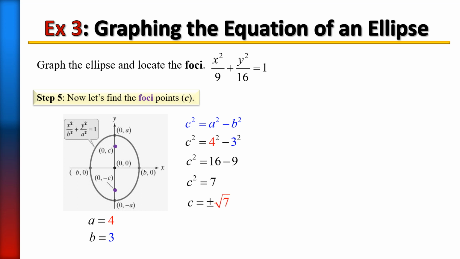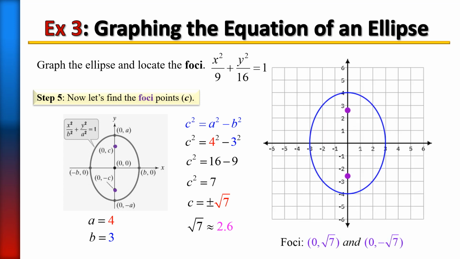You can take your calculators out to find the approximate decimal value for the square root of 7, and you'll see that the foci points will be approximately 2.6. And of course, that is going to be both the plus and the minus of that. And there you have it.